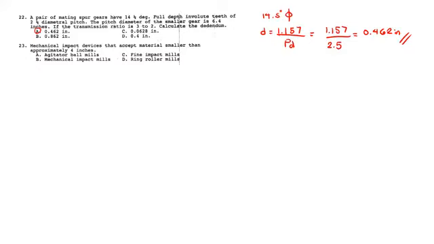The next 23, mechanical impact devices that accept material smaller than approximately 4 inches. So, ang sagot dyan is agitator ball mills. So, next 24, a design requirement for a pogo stick is a spring that will compress 18 centimeters when a 100 kilogram person drops 1 meter. What is the required spring constant?